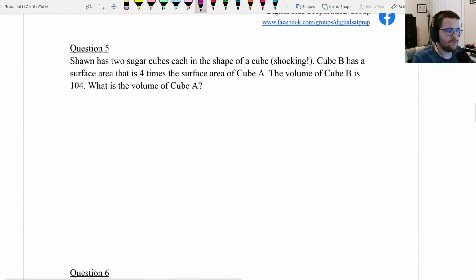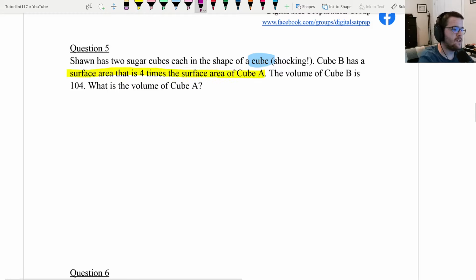Okay, we've got 2 cubes, 2 sugar cubes. Remember we talked about, guys, cubes are always similar. So these 2 cubes are similar. I don't need to be told that they're similar. I know that cubes are always similar because they always have the same shape. It's just a property of a cube.